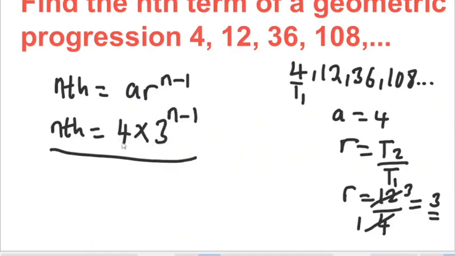Don't make the mistake of multiplying 4 times 3, because the base 3 is raised to the power of n minus 1, so the power is affecting this base 3. You can't multiply 4 times 3 to get 12. No, you leave your answer at this stage. So I have answered question 1.